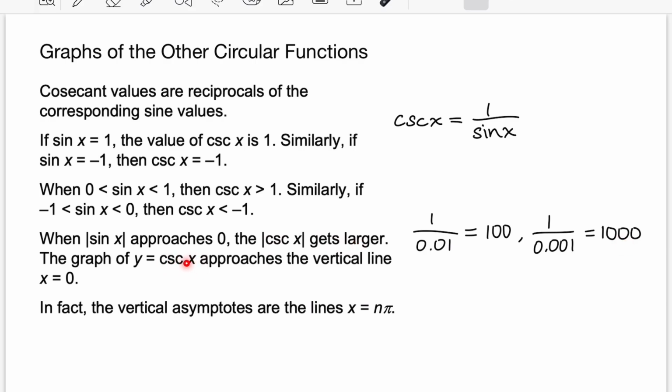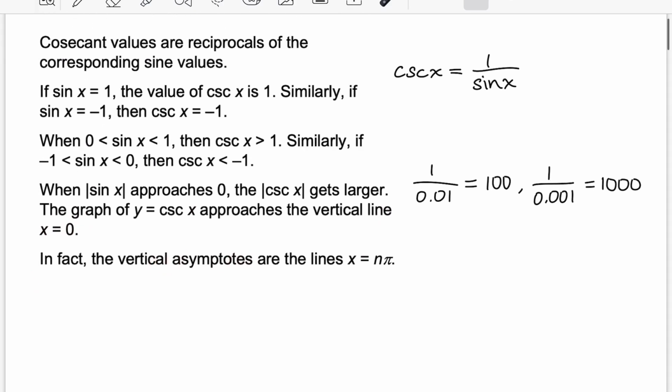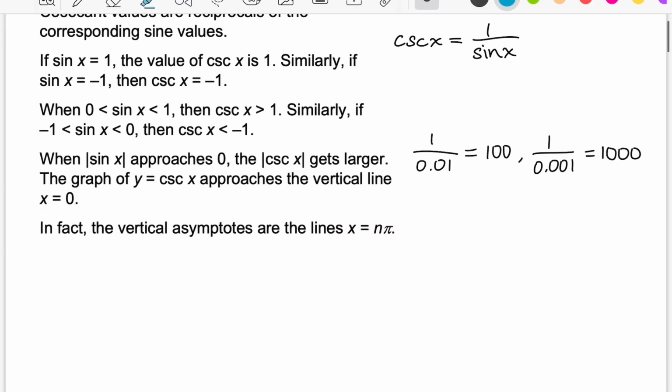So the graph of our cosecant x approaches the vertical line x is equal to 0, and in fact the vertical asymptotes are these lines here. And this is because sine of x is going to be equal to 0 when x is equal to some multiple of pi here.